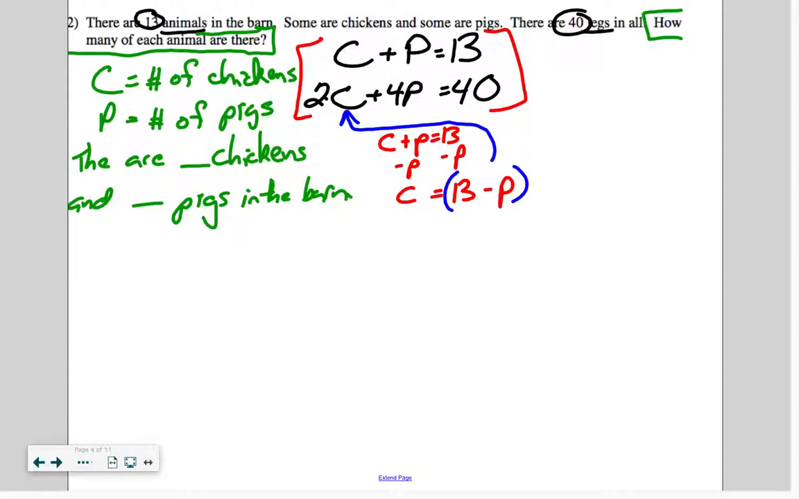There's our substitution method. It is totally your choice. Any of those methods, as long as you simplify carefully and do your algebra correctly, will give you the correct number of chickens and the correct number of pigs. Maybe not necessarily in that order.